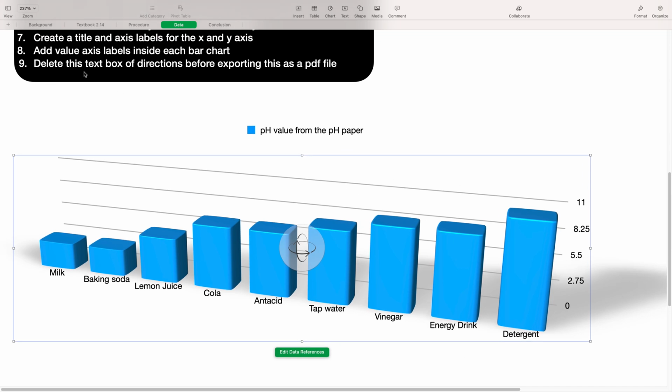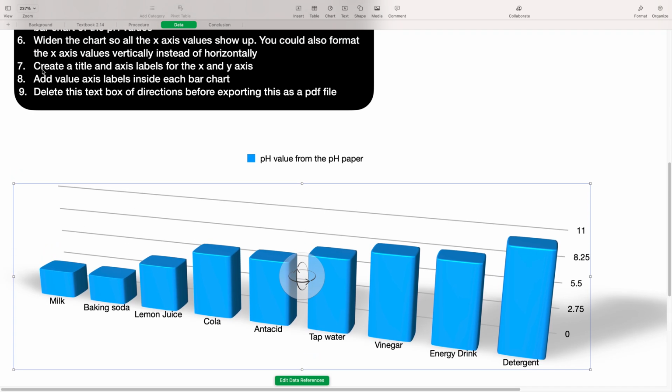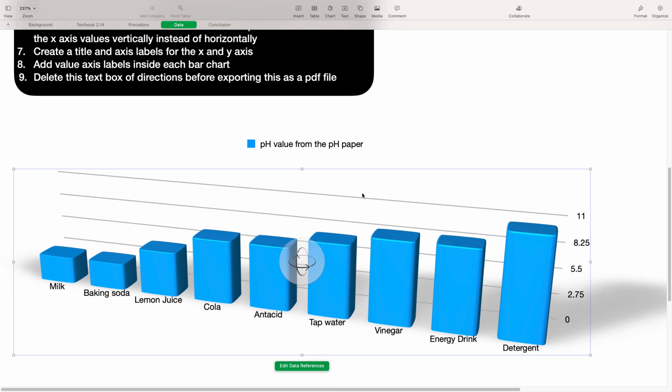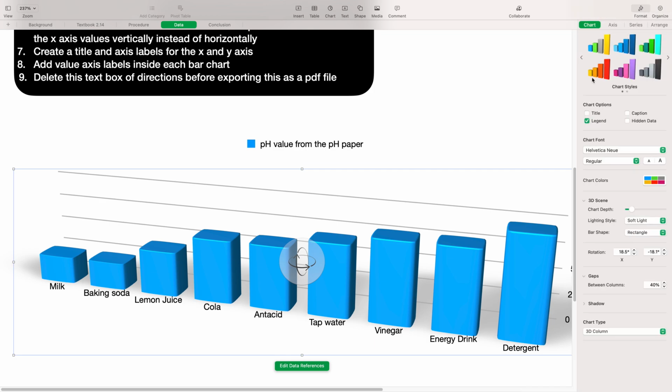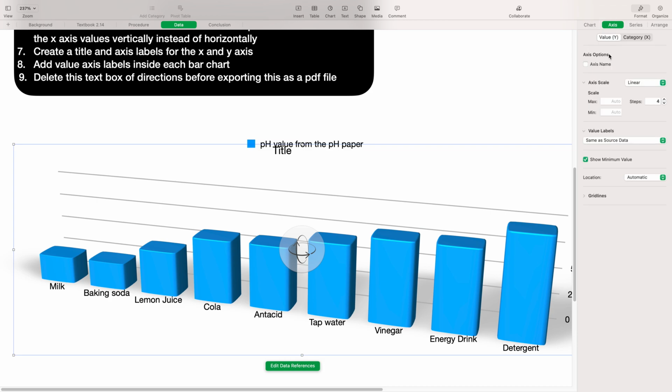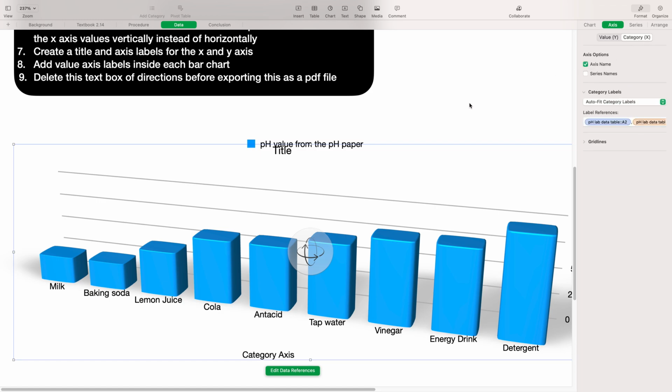Then the directions say make sure that you create a title. We're on number 7. Create a title and an axis label for your X and Y axes. So remember, when you're selected on the table, you click on the paintbrush, which is called the format. You can turn on the title. You can also turn on value axis labels. Click on the axis. I'll turn on the axis names for the X and the Y.